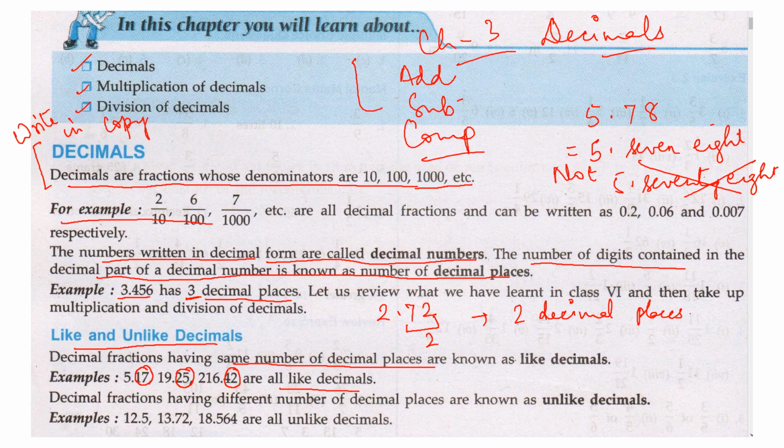Now unlike will have a different number of decimal places. Like here it has 1 digit after decimal, here it has 2 digits after decimal, here it is 3 digits after decimal. So they are called unlike. Clear? Like means it should have the same number of decimal places, unlike will have a different number of decimal places.